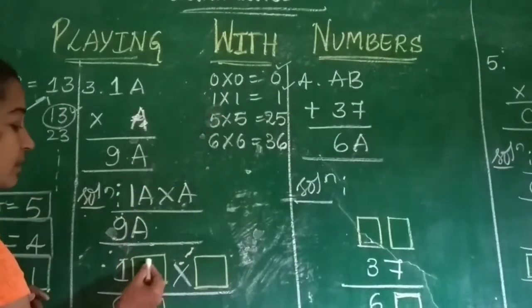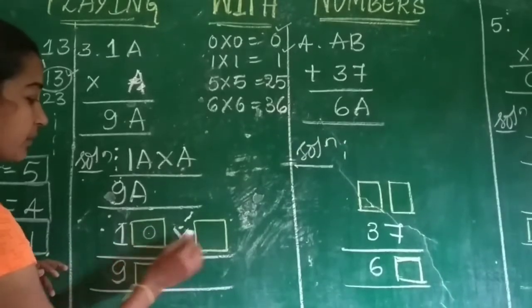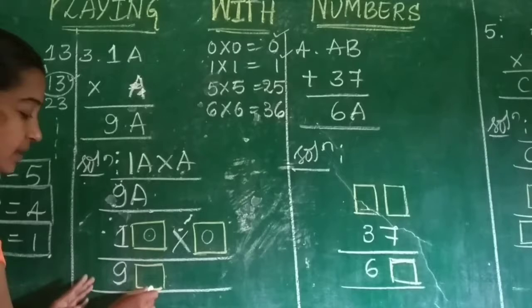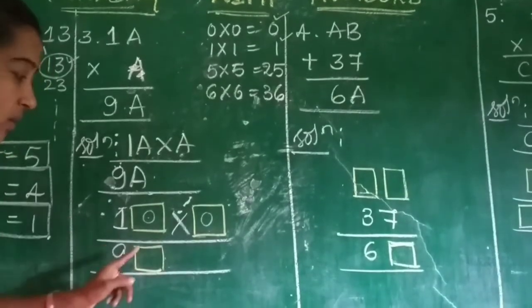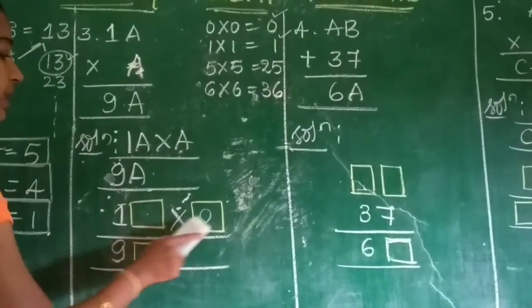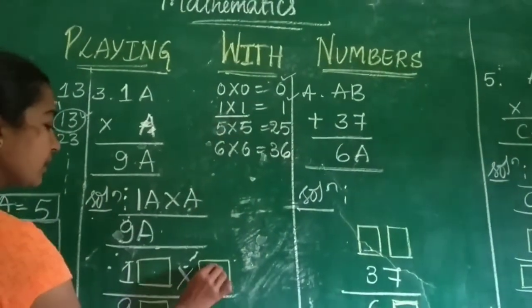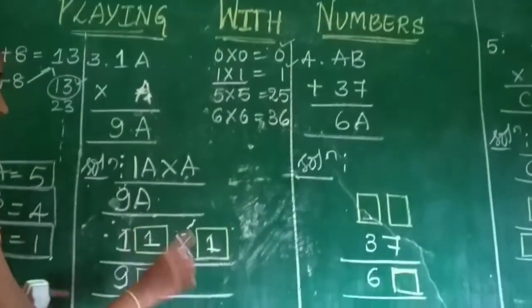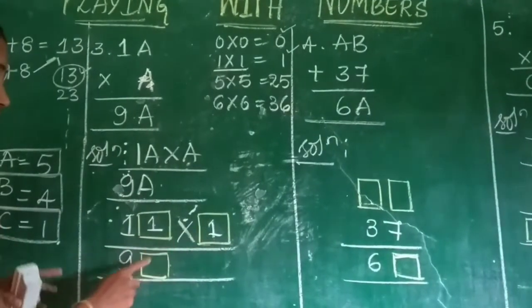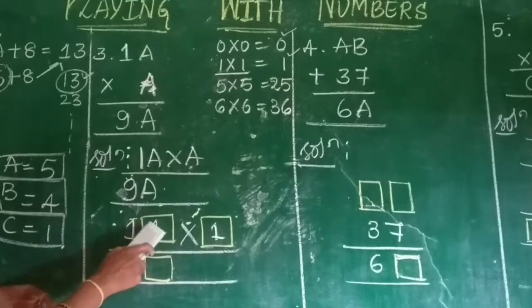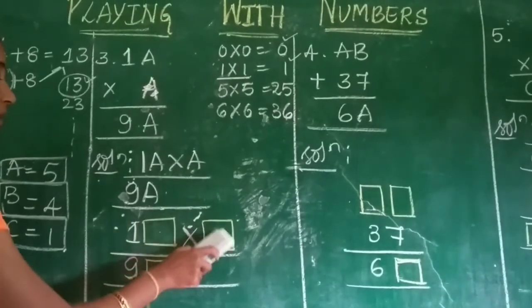Now put here first 0. See children, we put 0 here. 0 multiplied with anything gives the product 0. So here our guess of 0 is wrong. Next come to 1. Put here 1. See children, 11 ones are 11. That does not give our product. So here 1 is also wrong.